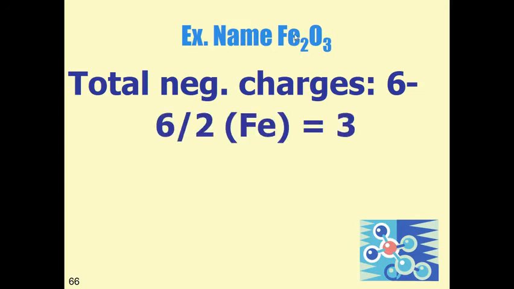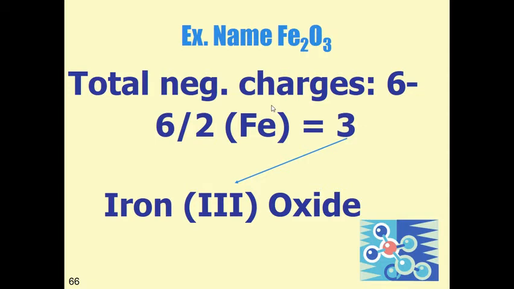Our total negative charge for Fe2O3 was 6 because we had 3 oxygens. Each of them was a -2. 3 times 2 is -6. So we're going to divide 6 by 2 because we have 2 irons. We have a charge of 3. So this is going to be an iron 3 oxide.